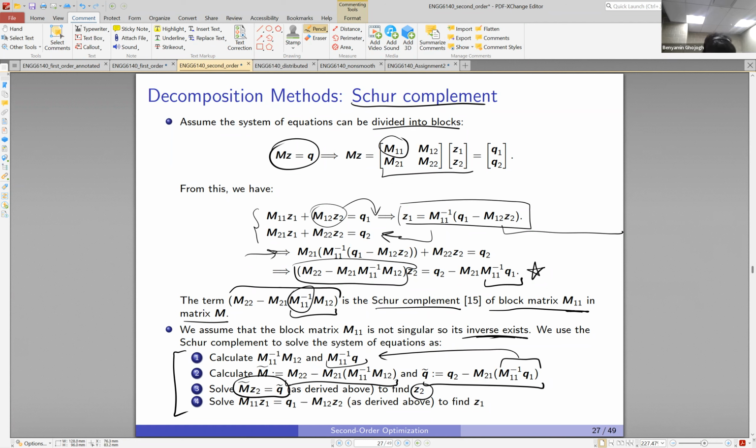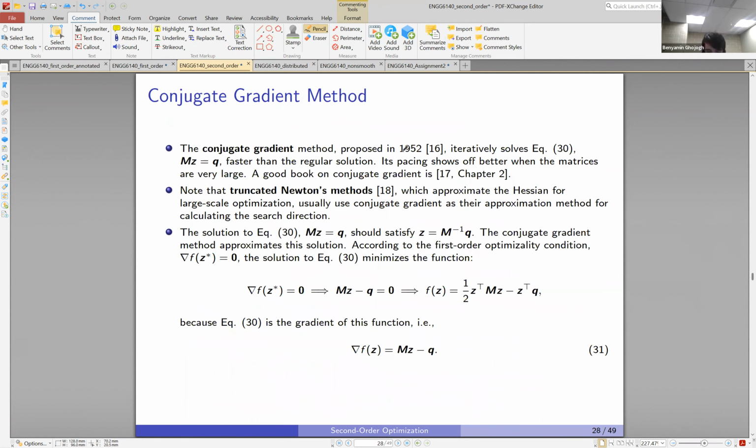Now let's put it back into this equation, right? If you bring this to the right hand side, you will get this. So in order to find Z1, if you do this, you will see it's much faster than solving MZ equals Q. Why? Because you're using the characteristic that M is a block matrix, and you're using the Schur complement of M11, and that's interesting. Okay, now the decomposition methods are over. So that was one way to solve Newton's method fast.